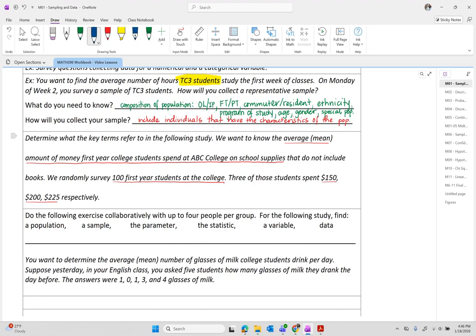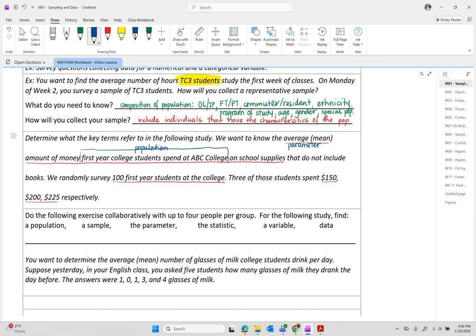So that will be the parameter. The parameter is the average amount of money all the students in the college spend on school supplies. And the population is first-year college students at ABC College. This is the population.